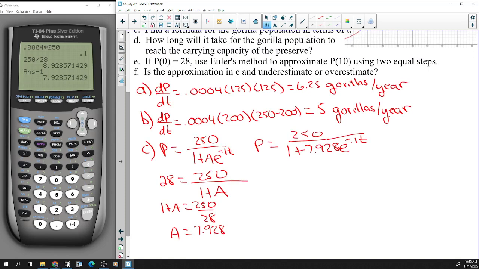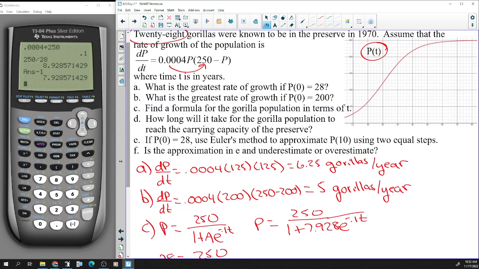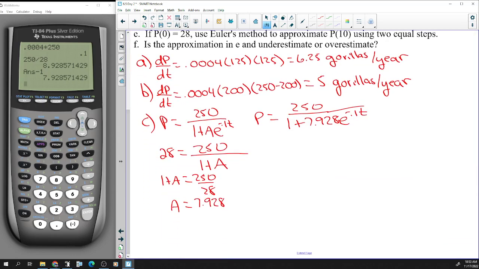D, how long will it take for the gorilla population to reach the carrying capacity of the preserve? There's a little trick to this. Statistically, if you have 249.5, that's 250, because we'll round up. If you set this to 250, in theory that will never happen because it's an asymptote. That maximum carrying capacity is an asymptote, so the curve will never get to it. So the answer is kind of never if we didn't use something statistically accurate. And we're going to say for letter D that all we need is 249.5.